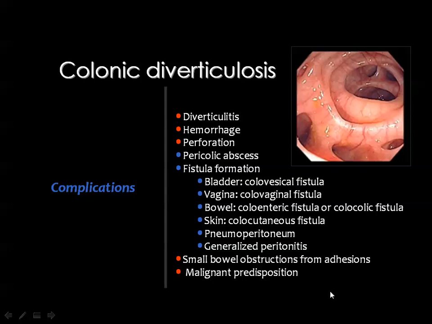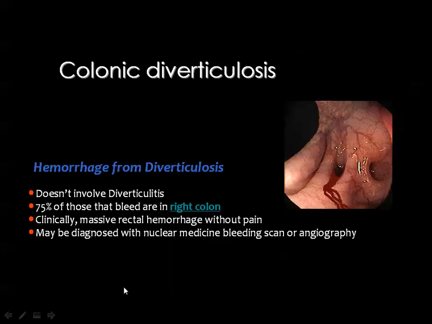Then it's rare to have pneumoperitoneum from rupture of the diverticulae, and also it's rare to have generalized peritonitis from rupture of the colonic diverticulae. Then small bowel obstruction is rare, and may result from inflammation and adhesions. And of course the malignant predisposition is well known for this colonic diverticulosis.